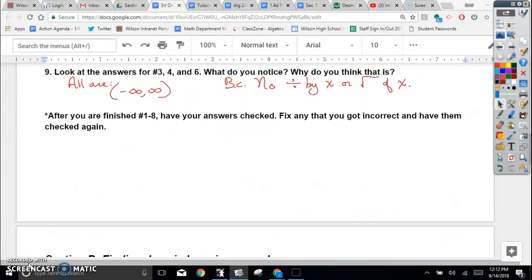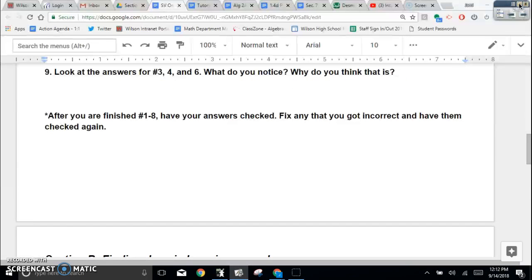All right, to answer number 9, they say look back at the answers for 3, 4, and 6. All those you'll see that there is no dividing by x, and you'll see no square roots of x. When you don't have either of these 2 situations happening, it's all real numbers. So negative infinity to infinity is what you were looking at there. Because there's no restrictions or no numbers that you can put in there to make the system crash, basically.